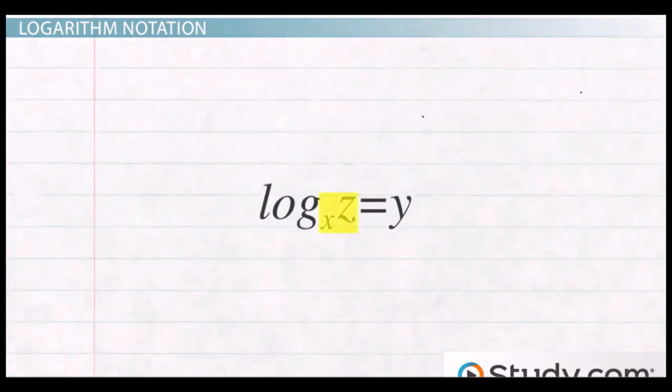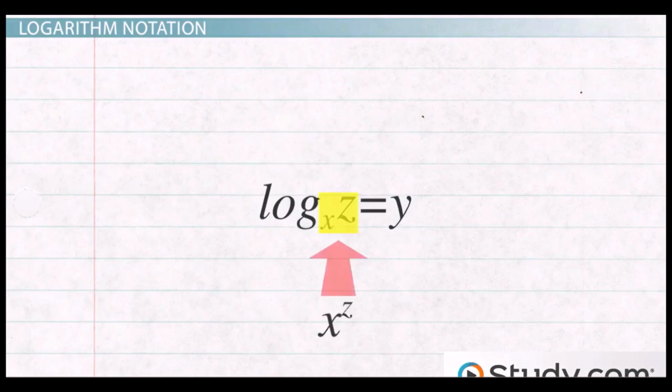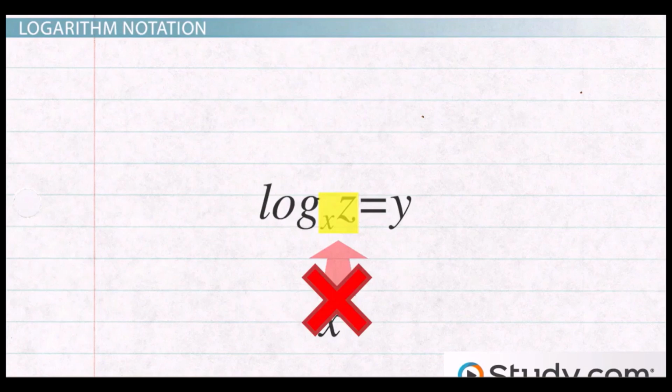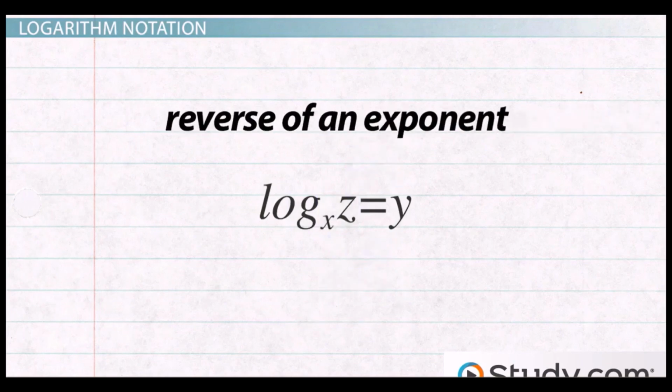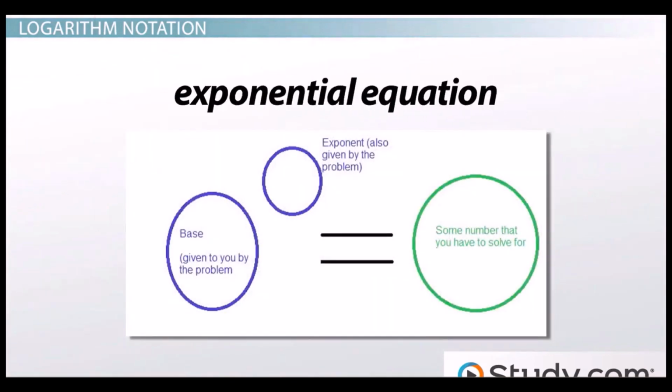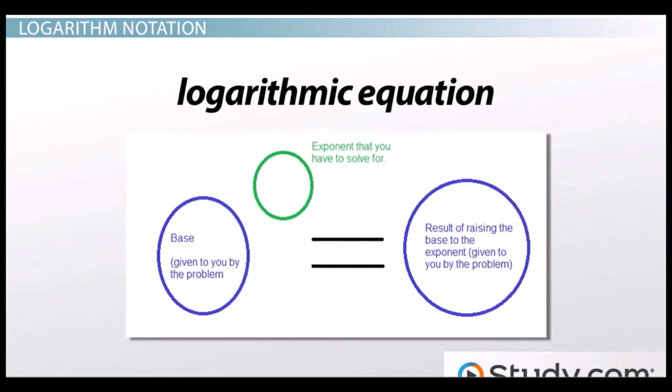Logarithm form can initially look like you're taking x to the power of z. This isn't what it means. Don't get confused by the fact that z is higher up on the line than x. X is the base, but you're raising it to the power of y to get z. A logarithm is basically the reverse of an exponent. In an exponential equation, you have the power, and you're solving for the result of taking the base to that power. In a logarithmic equation, you already have the result, and you're solving to find the power.